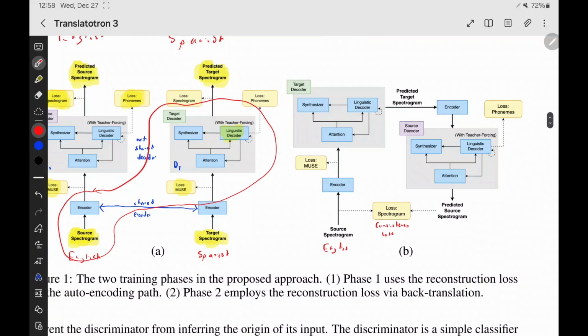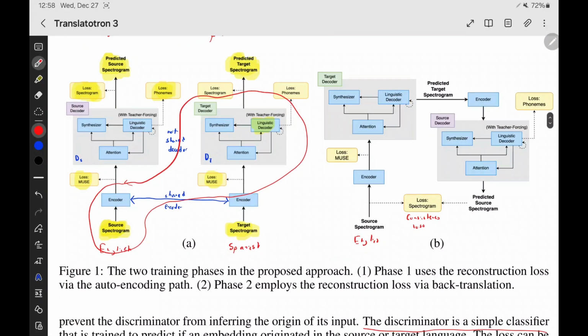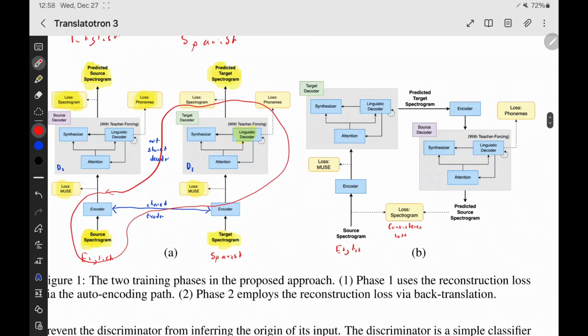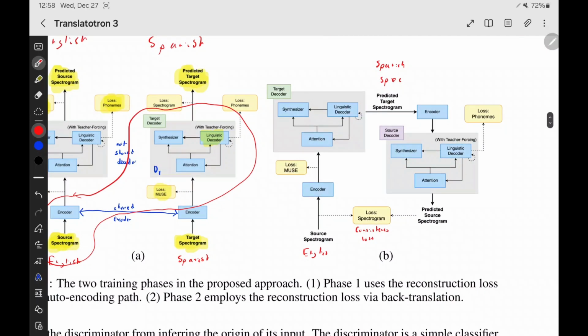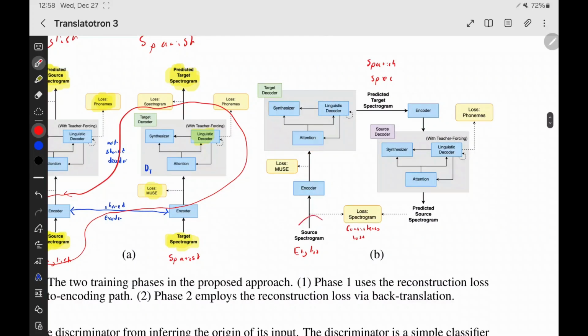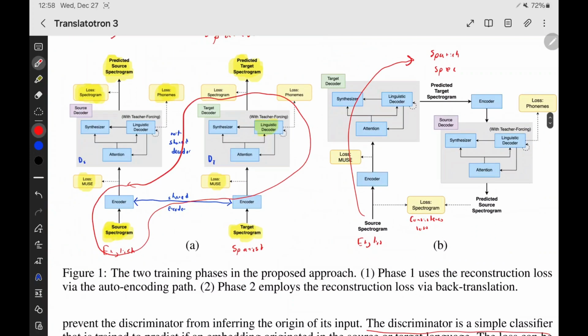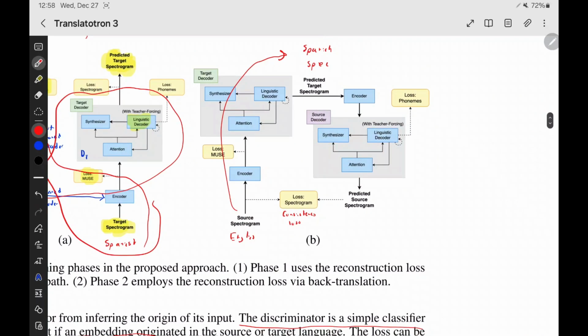And then we take the English spectrogram and we throw it through the decoder. So this will output a Spanish spectrogram. So this basically translates it. We then take the Spanish spectrogram and we throw that, so that would be this part here, through the decoder for the source language. So we then predict an English spectrogram given the Spanish spectrogram.